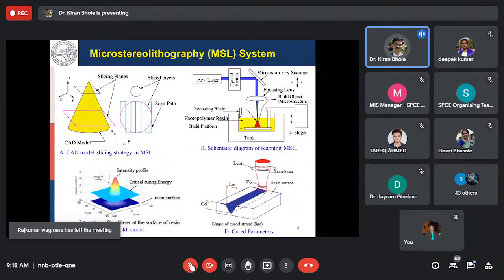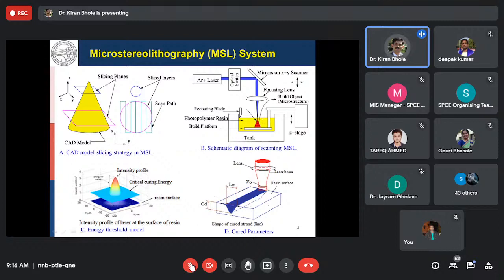This data is given through a microcontroller to the scanner and the optical switch. The optical switch makes the laser on and off at the desired point, and the xy position with respect to time is given to the xy scanner. When they are synchronized, we get the scan path, and thus the first layer gets developed, which is very near to the free surface initially.